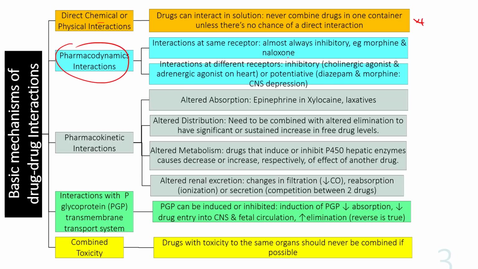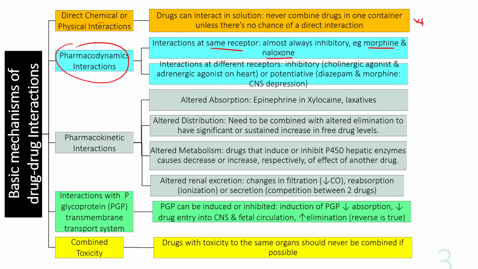So an example for that, interactions at the same receptors, is the example that we used before with two drugs, morphine and naloxone, acting both on the mu opioid receptor. Morphine activates it, naloxone inhibits it.